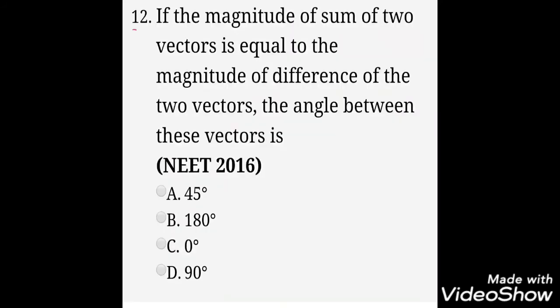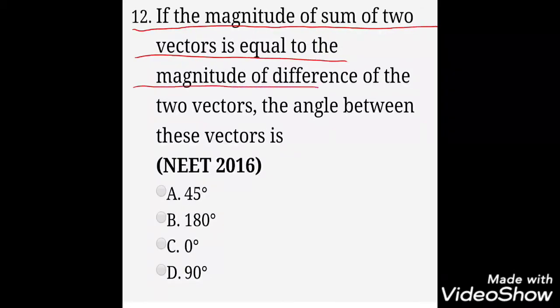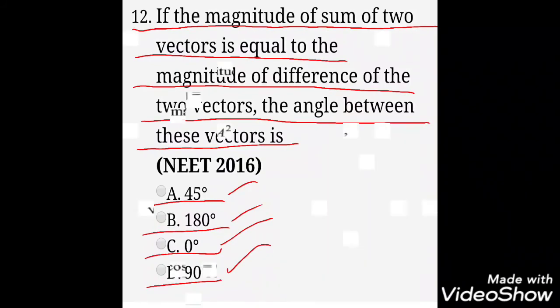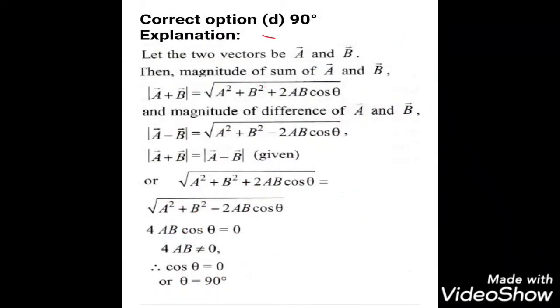Question number 12. If the magnitude of the sum of two vectors is equal to the magnitude of the difference of the two vectors, the angle between these vectors is: option A, 45 degree; option B, 180 degree; option C, 0 degree; option D, 90 degree. The correct option for question number 12 is option D, 90 degree. Here are two vectors A and B. The magnitude of the sum of the two vectors means modulus of A plus B. That means you will use the A plus B whole square formula: A square plus B square plus 2AB cos theta.